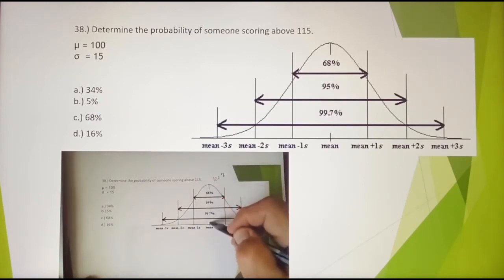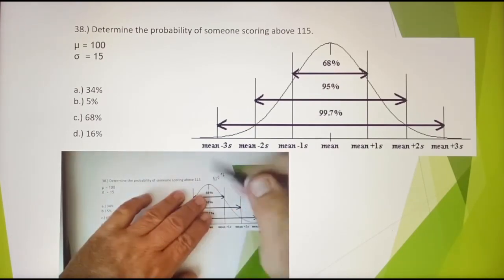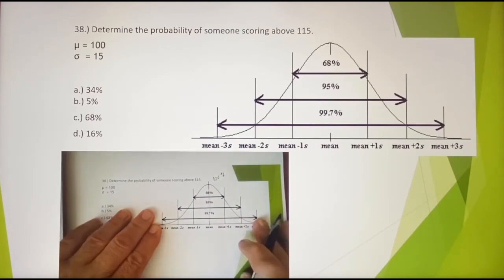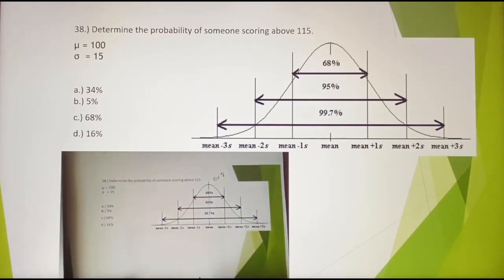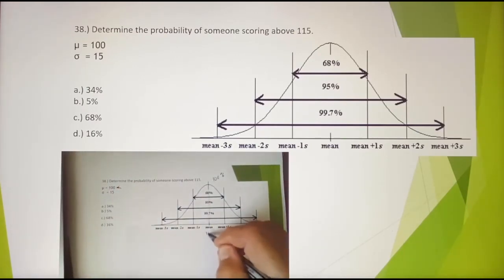The other thing to know is that it's completely symmetrical. In other words, everything to the left of the middle is exactly the same as to the right. So half of it is on the left, half is on the right. That's important to know. We're given a mean of 100.